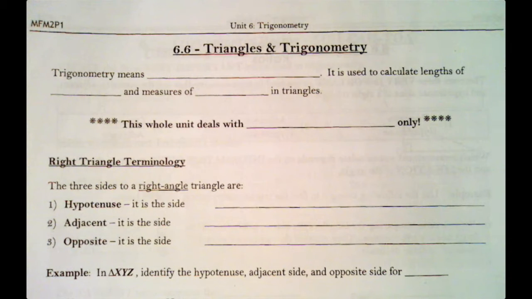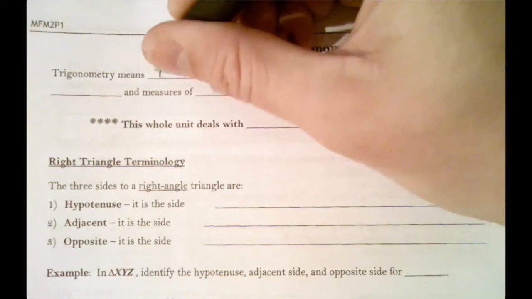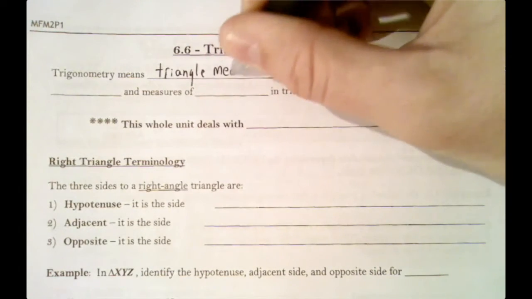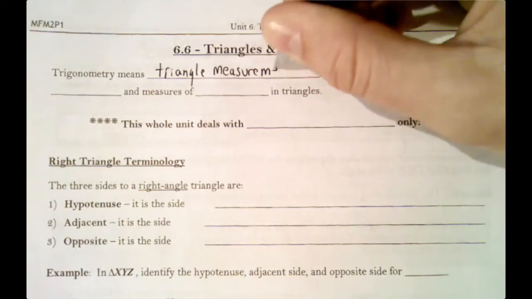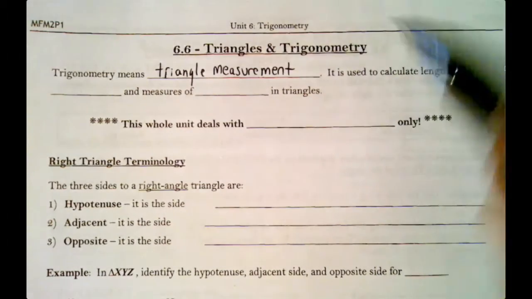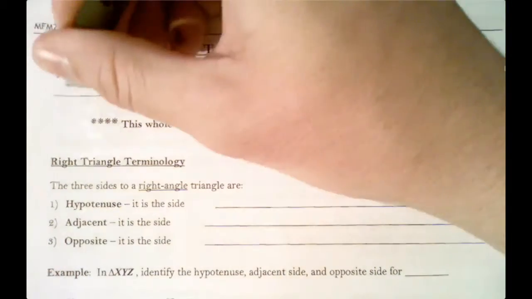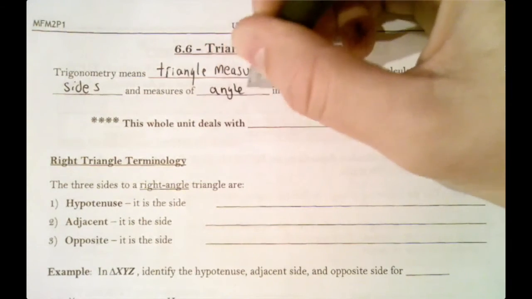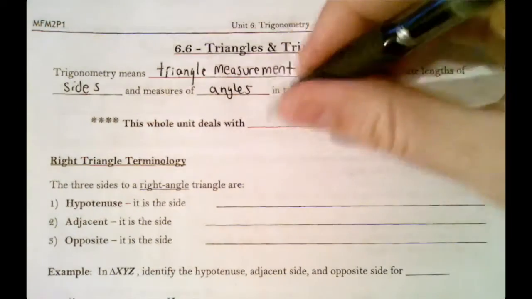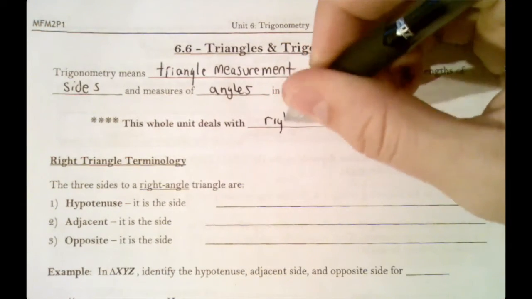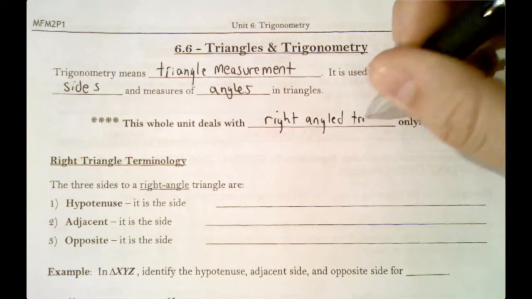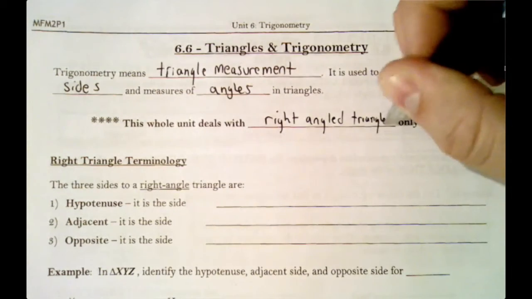Okay, this is lesson 6.6, triangles and trigonometry. Trigonometry means triangle measurements, and it's used to calculate lengths of sides and measures of angles. And from this point forward, the whole rest of the unit is going to deal with right angle triangles only.